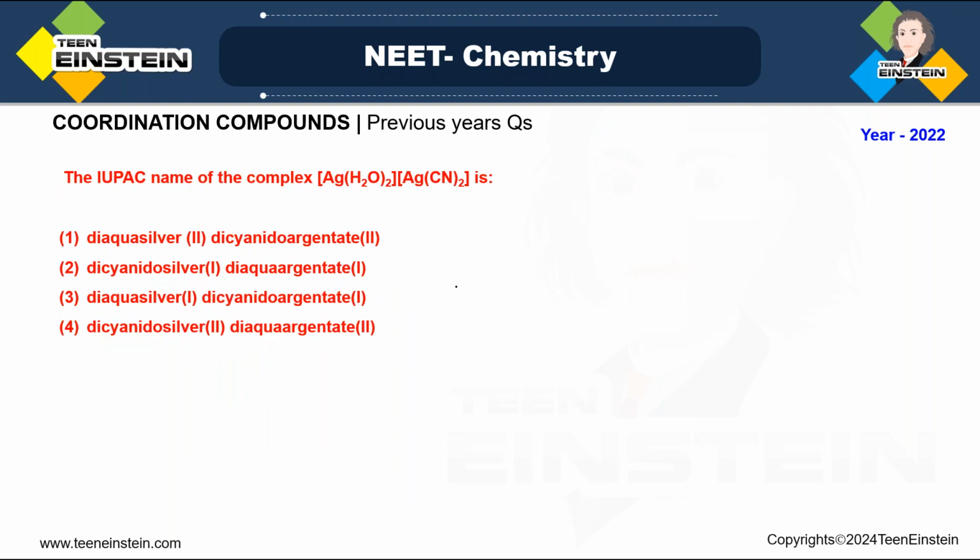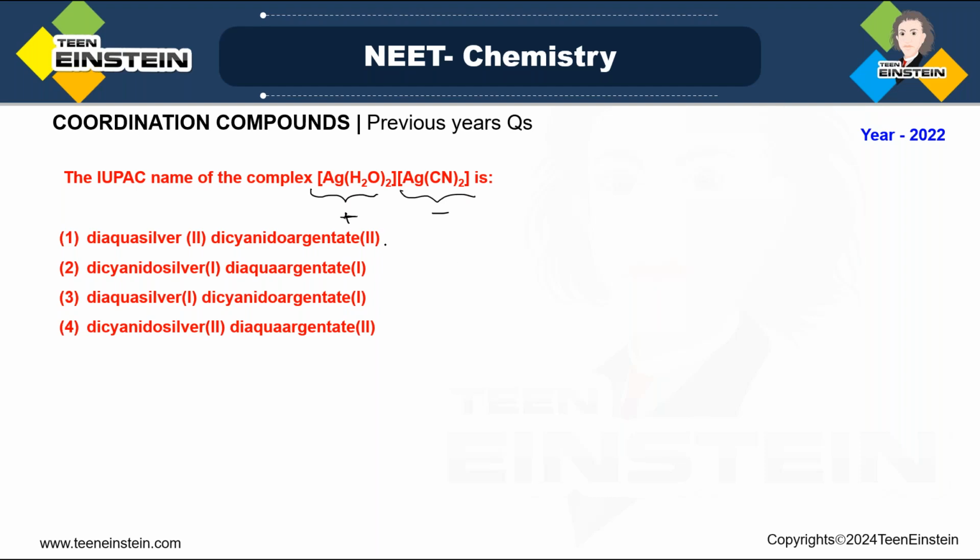Next question. The IUPAC name of the complex. Here the formula is given. Now as I have mentioned, the positive part is mentioned first, the negative part is mentioned later, and when you actually write the name, then also the same thing. So this will be the negative part, this will be the positive part. Now in the positive part we have a third bracket, in the negative part also we have a third bracket, but it doesn't matter how you will name it. When you actually write the name, you have to focus first on the cationic part.